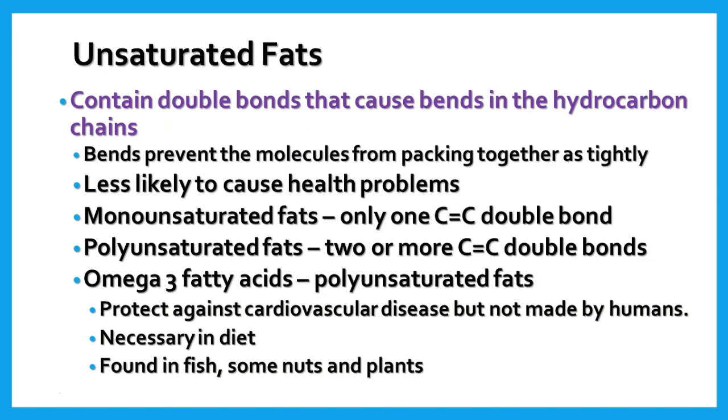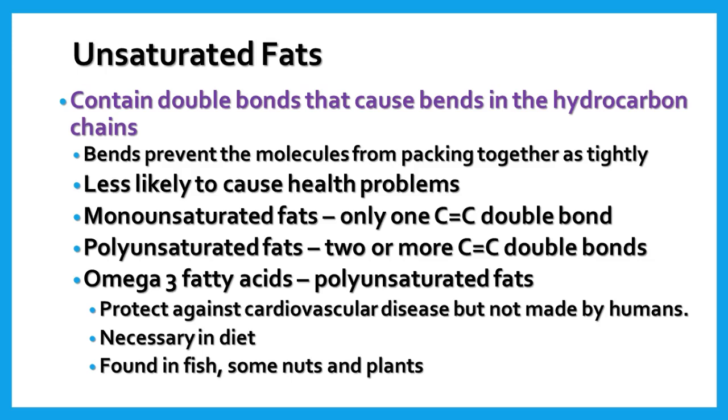The unsaturated fats have these bends or these kinks in the hydrocarbon chain. And so these are less likely to cause health problems, but there are some that can be bad. Now, the monounsaturated fats have 1 carbon-to-carbon double bond, and those are really probably the best ones for you in terms of your health. Polyunsaturated fats have 2 or more carbon-to-carbon double bonds.